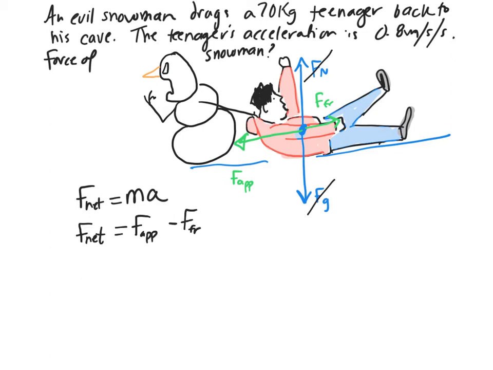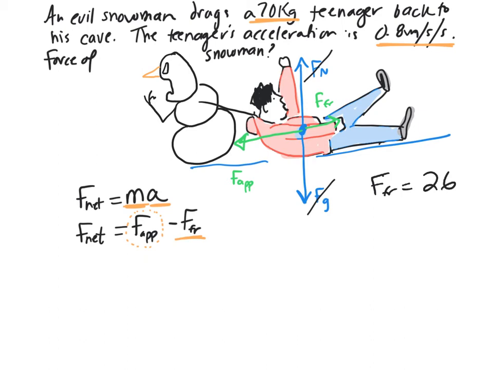Okay, so we're going to keep track of what we do and don't know here. They gave us the mass of the teenager, so we know that. We know the acceleration of the teenager. So we're actually going to be able to solve for our net force. And they are asking for us to find the force of the snowman, so that's the force applied. We also know from the original problem that the force of friction is equal to 26 newtons. So we even know that. This shouldn't be that bad of a problem.